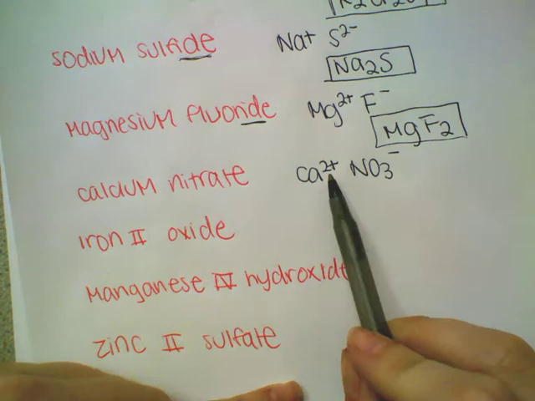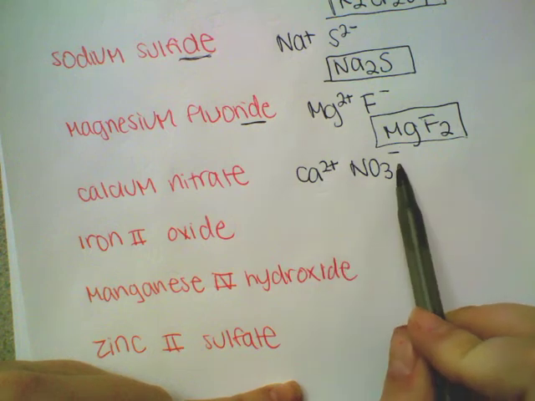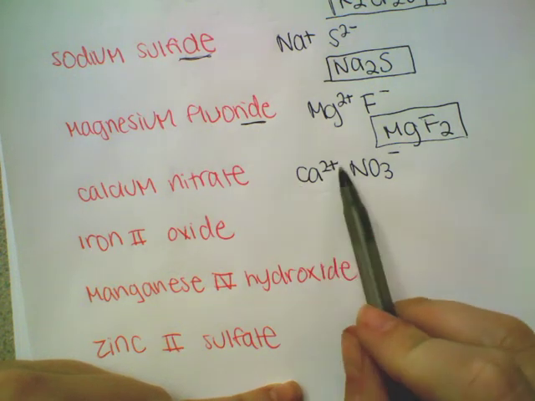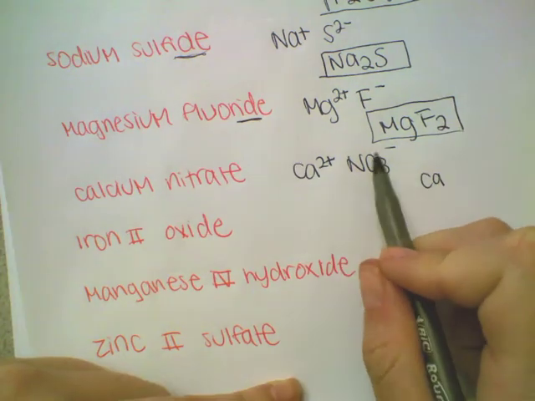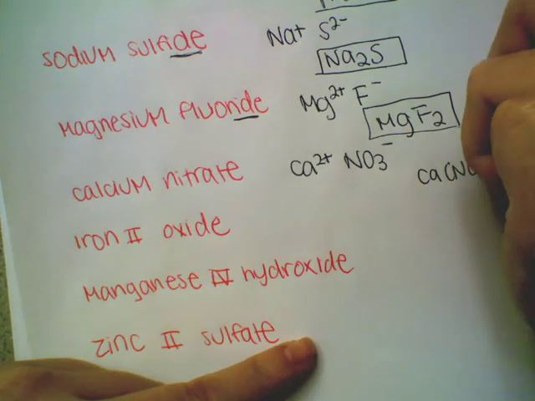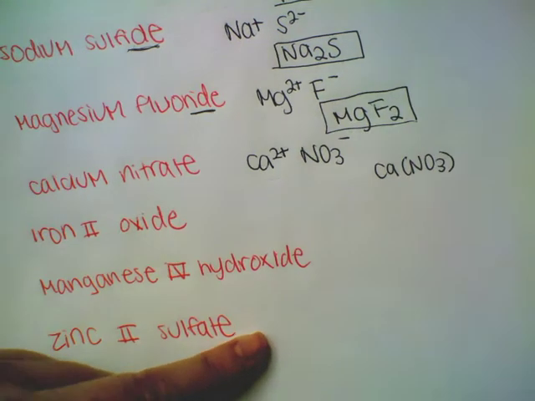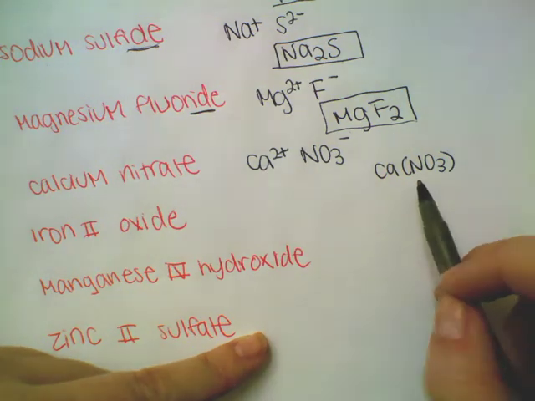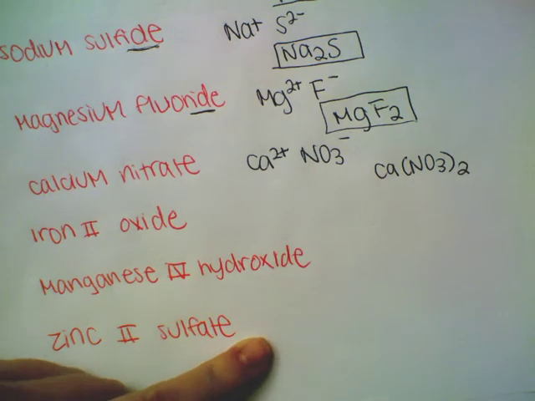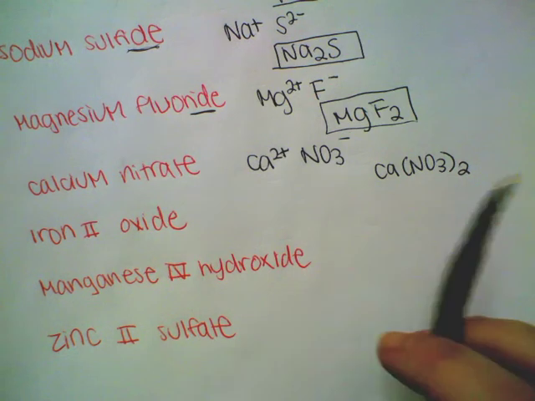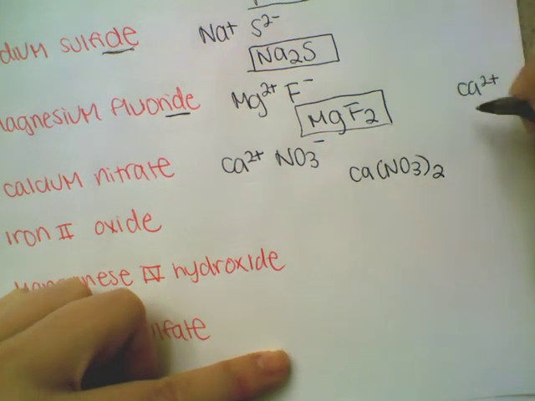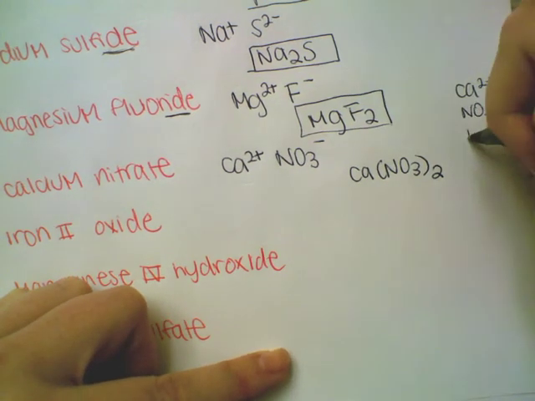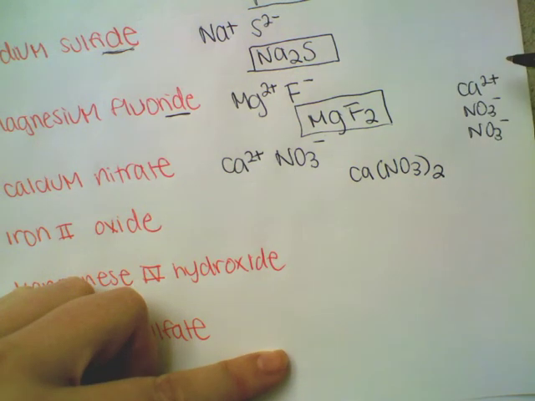Okay, so the lowest common multiple between 2 and 1 is 2. So we need 1 calcium to add up to positive 2, and we will need 2 nitrate to add up to negative 2. So we're going to need to use parentheses. If you need more than 1 of a polyatomic ion, use the parentheses, and then the 2 will go on the outside. So if we have 1 of these, which has a positive 2, I'll show you a visual here, and then we have 2 NO3s. The positive and negative charges cancel out. I've got positive 2, negative 1, negative 1.